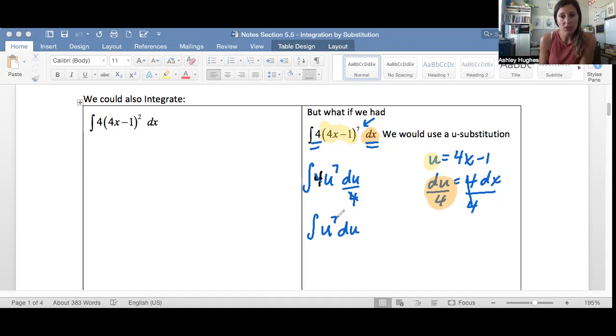So here I'm going to have u to the 7th. Now I'm going to integrate, which means I'm going to drop this integral symbol. I'm going to add 1. So it becomes u to the 8th divided by 8 plus c. And then you resubstitute, like I plug back in. What is u?